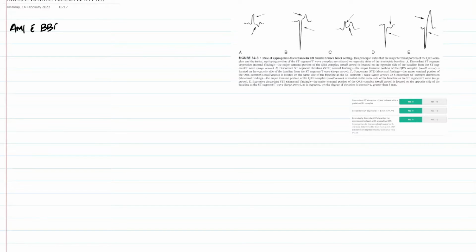Let's get started. We're going to be talking about acute myocardial infarction with a bundle branch block. It is not true that you cannot diagnose this once you see a bundle branch block on an ECG.